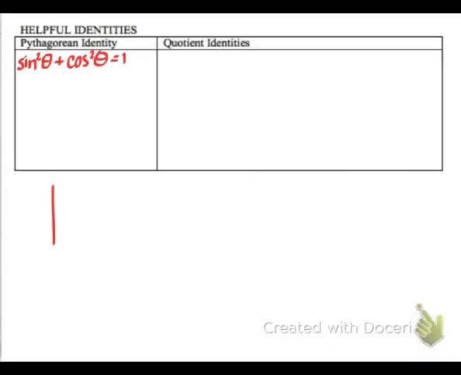Now, the next thing you'll want to add to your notes are some helpful identities. The first identity is called the Pythagorean identity. This states the following, that sine squared of theta plus cosine squared of theta equals 1. Now let's take a look at why.